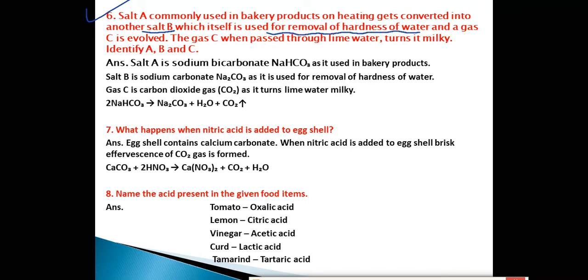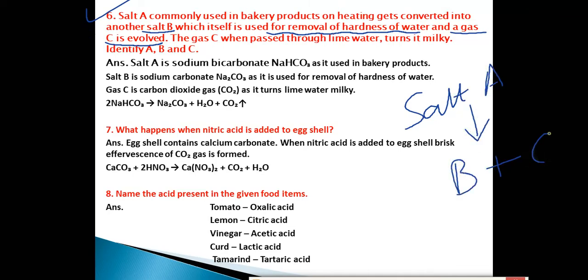And a gas C is also evolved. So when we heat salt A, we get salt B plus a gas called C. The gas C, when passed through lime water, turns it milky. They have given us a hint. We have to identify A, B and C. Since gas C turns lime water milky, which gas is this?